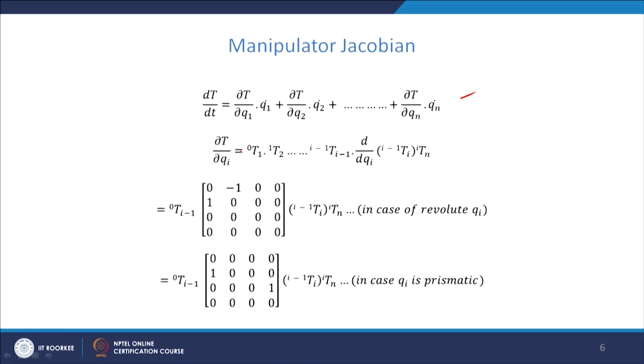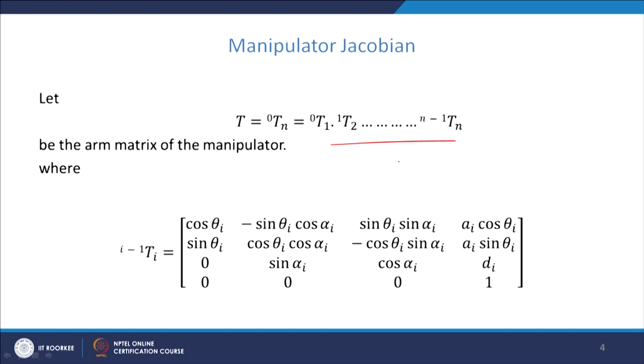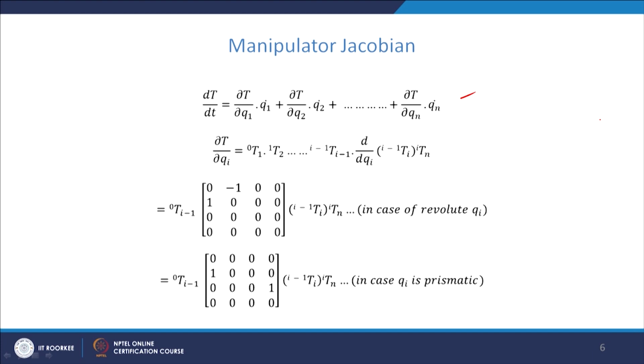Now, if you want to calculate del T by del qi for the ith variable, that can be written like this, because this qi will appear only in the (i-1)Ti matrix. As we have seen here, the (i-1)Ti matrix contains the variable theta i. So, we write this qi equal to theta i if it is a revolute joint, and it is d i if it is prismatic. This is for a revolute joint. So, qi is the general notation, but theta and d are the particular notation for the joint variable. So, this qi appears in the (i-1)Ti matrix, and we want to differentiate this with respect to this.